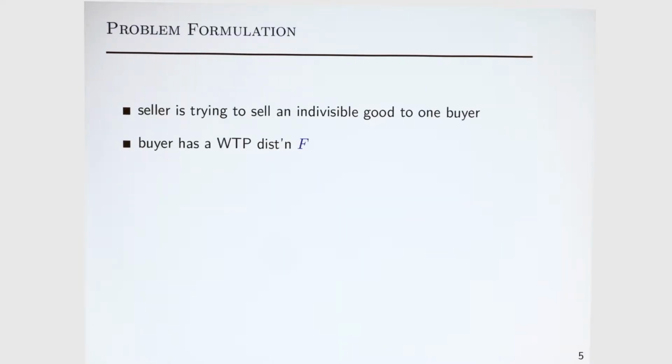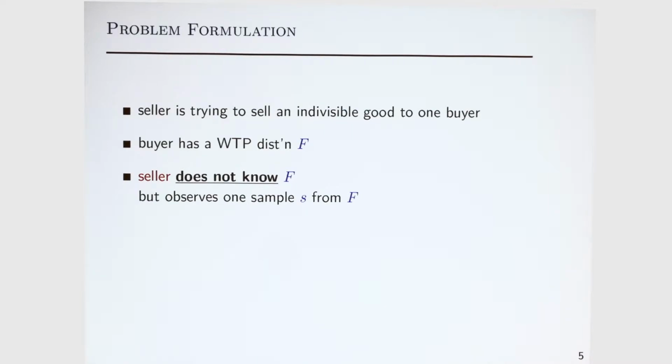So the problem is fairly simple to state. There is one seller trying to sell one indivisible good to one buyer. And this buyer has some willingness to pay, a value drawn from some distribution F. So here, what we will assume is that we don't know the distribution F, but the seller has access to one observation, or one sample, from this distribution F. And the goal really is, given this sample that we have observed, to try to post a price for this buyer using this sample.